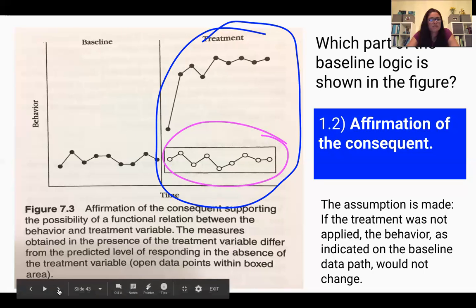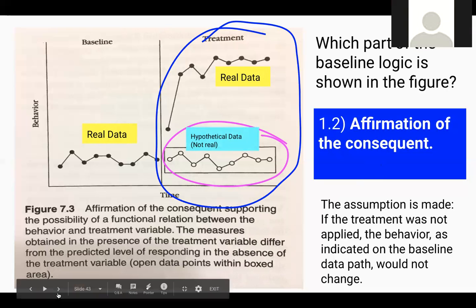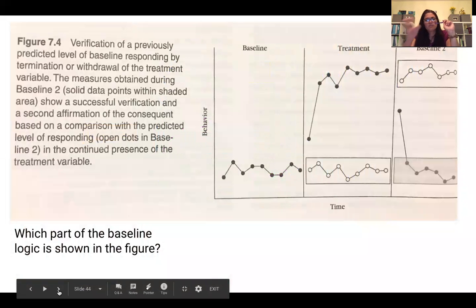Consequent. You know that when I was writing it, I put consequence. I'm like, oh my God. So you better read it carefully in the test. Which one is the real data? Which one is the other real data? The other one that we talked about, and the hypothetical data is the one that we had said is the blank one. Okay, which part of the baseline logic is shown in the figure?